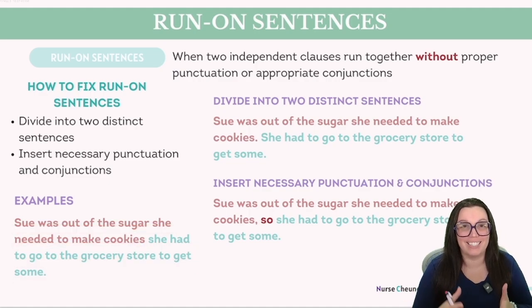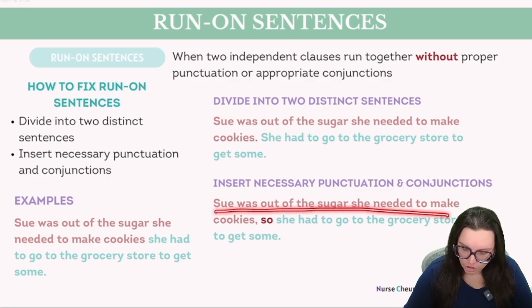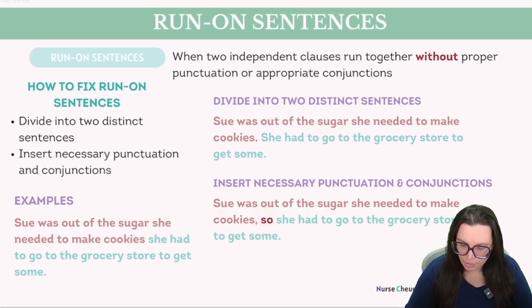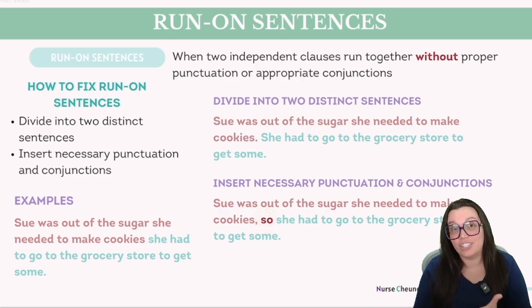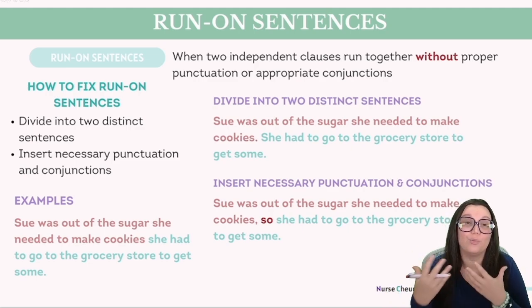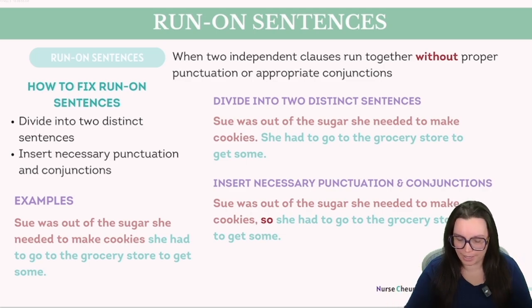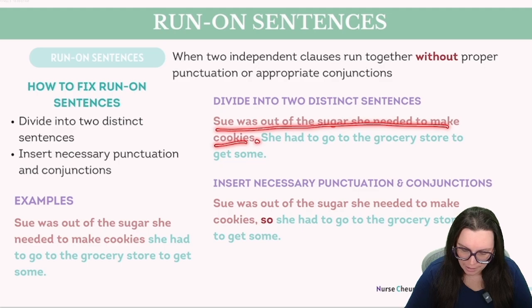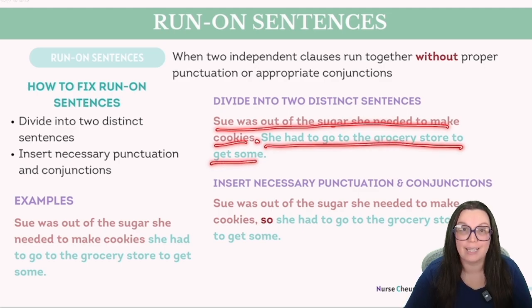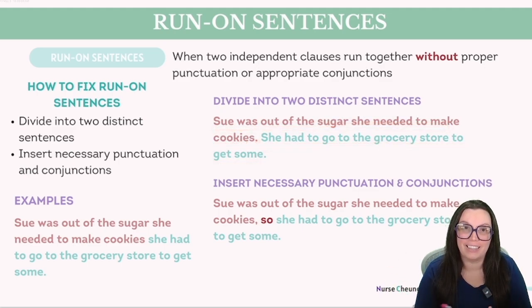These two independent clauses can stand as separate sentences, but we can also improve the original sentence by adding suitable conjunctions and punctuation. So for example, "Sue was out of sugar she needed to make cookies," comma, adding the conjunction "so," "she had to go to the grocery store to get some." Now, with the addition of the conjunction and the comma, the sentence is not only technically correct, but it also reads easier. We can also just separate the sentences by adding a period. "Sue was out of sugar she needed to make cookies." Period. "She had to go to the grocery store to get some" would also be another way of separating this run-on sentence.